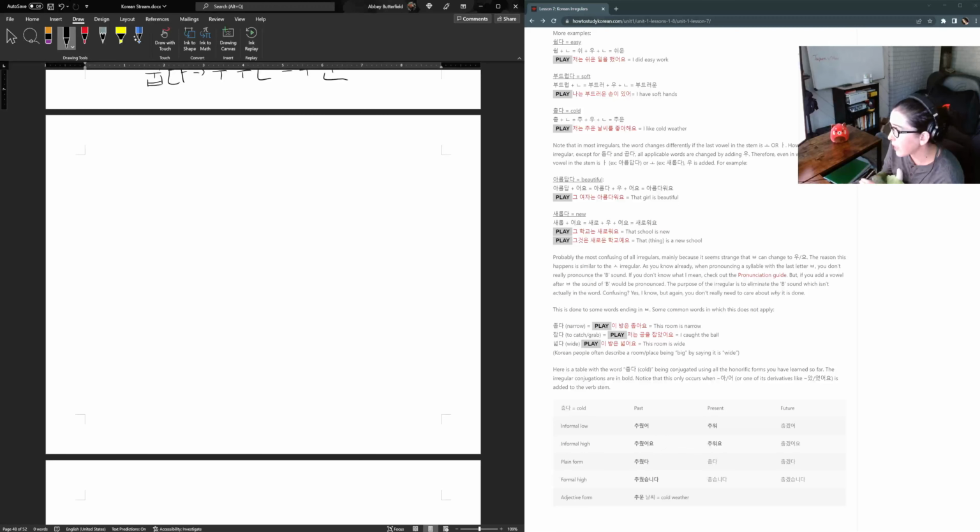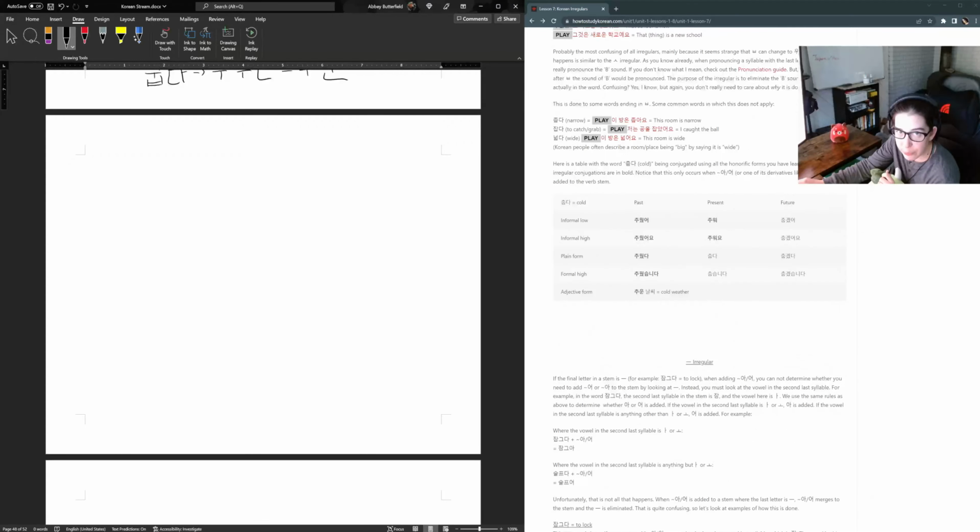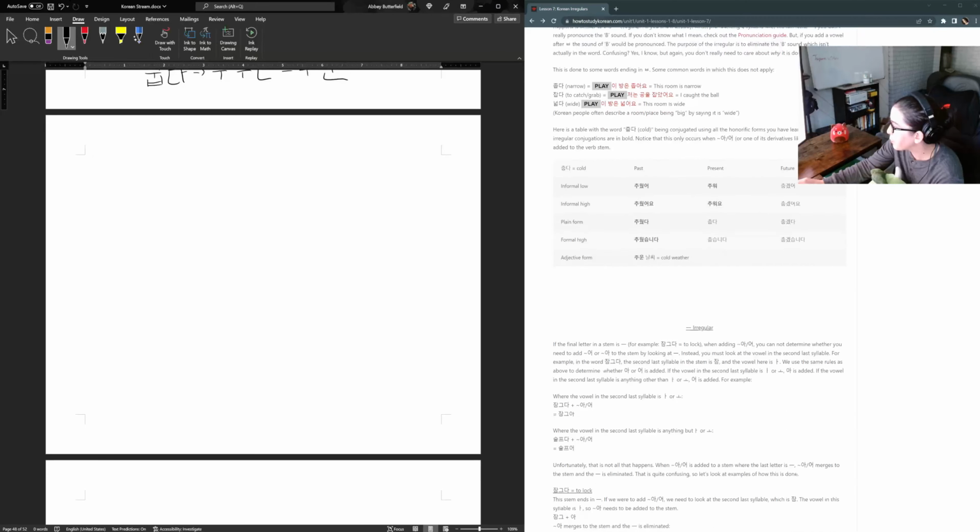Basically, the purpose of this irregular is to eliminate a B sound, which isn't actually in the word. Confusing, yes, I know, but again, you don't really care about why it's done. We don't really need to care about that. We just need to care that it does happen and that we do it. So, do it. I'm watching you.